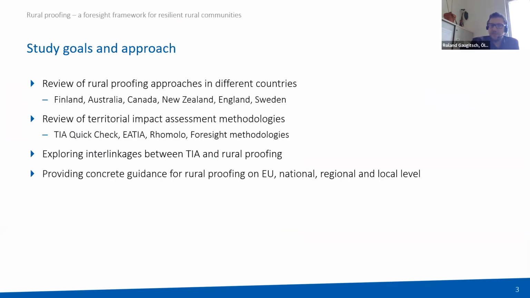Quick overview about the study goals and the approach. So we have reviewed the experiences with rule proofing in different countries, namely Finland, Australia, Canada, New Zealand, England, and Sweden. And we have reviewed the territorial impact assessment methodologies that are already out there. Here, Quick Check, IATSE, Romulo, Foresight methodologies. We did not have the chance to review all of them, obviously.